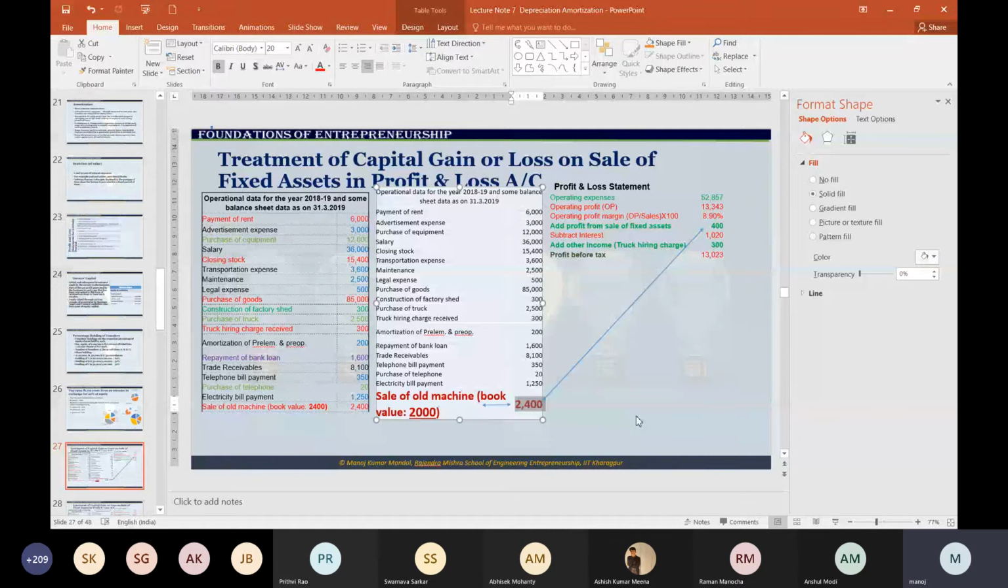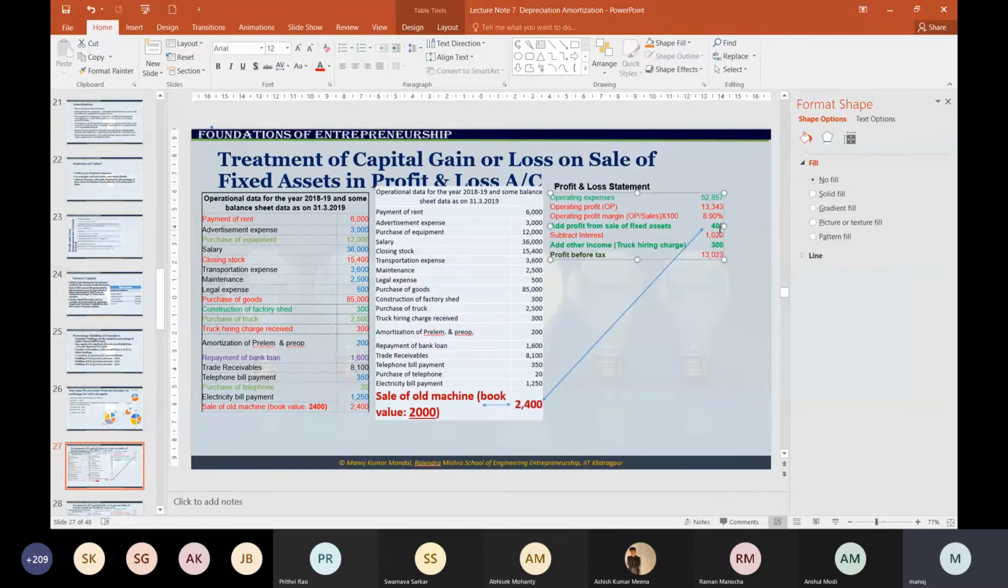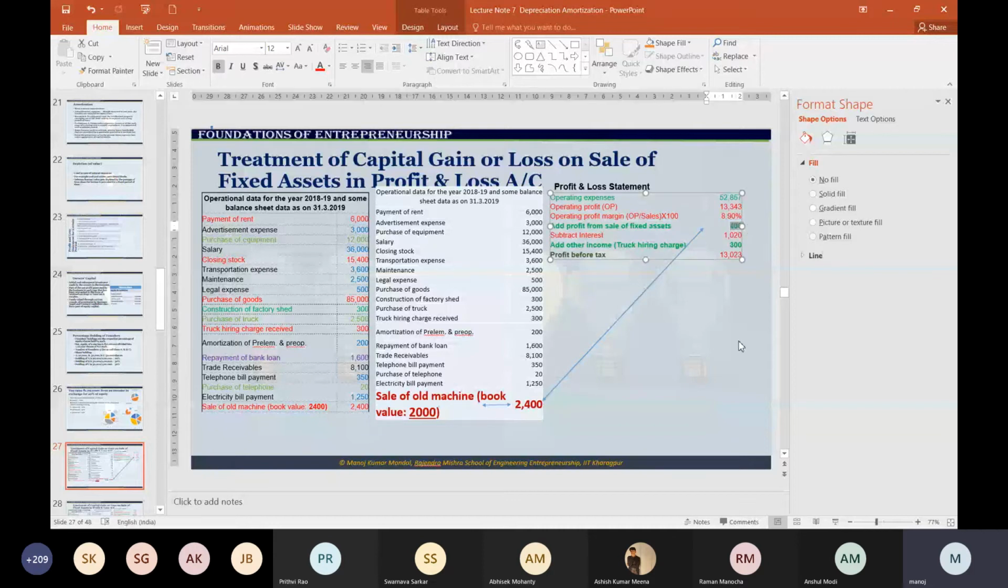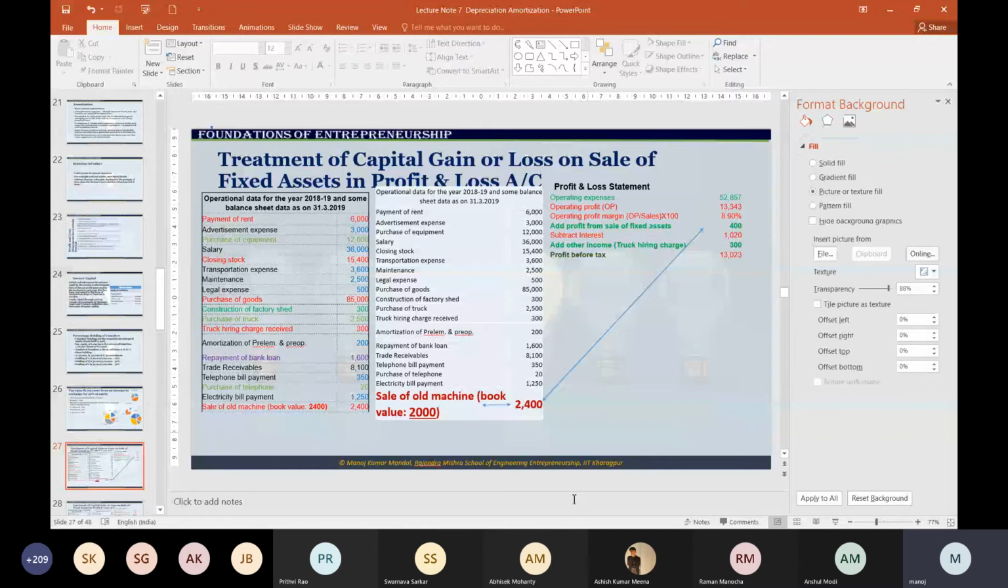Now, suppose somebody comes and you agree that you will sell the lathe machine to him for 8 lakh rupees, even though book value is 7 lakh. That means you actually are making a profit of 1 lakh over book value. That goes to profit loss account as profit for sale of fixed asset. Here in the profit loss account, you show that as profit by sale of fixed asset.